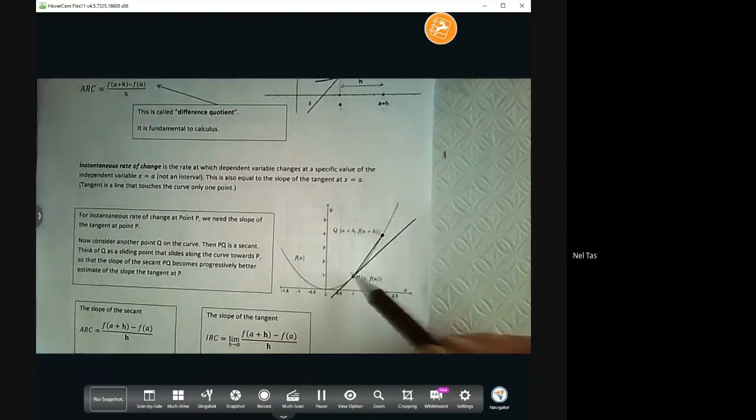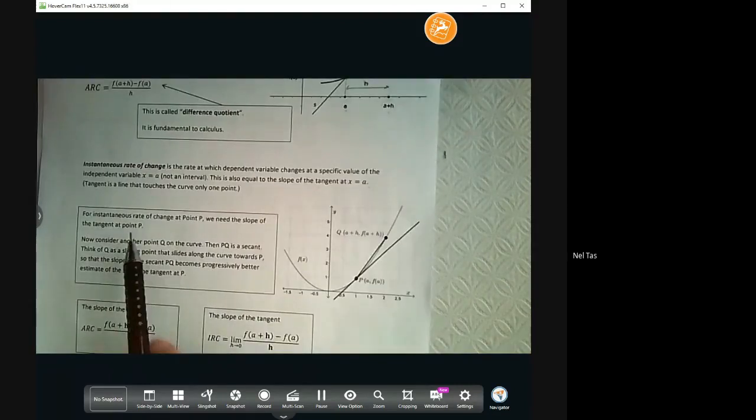So again, the instantaneous rate of change at point P is the same as the slope of the tangent that passes through that specific point. Okay. So how can we calculate the slope of the tangent so that I can calculate the instantaneous rate of change?